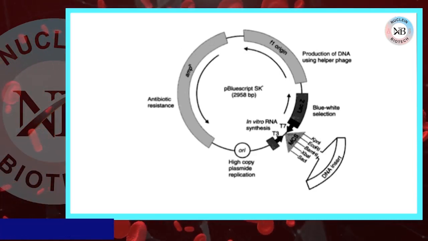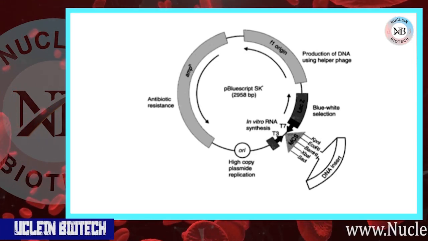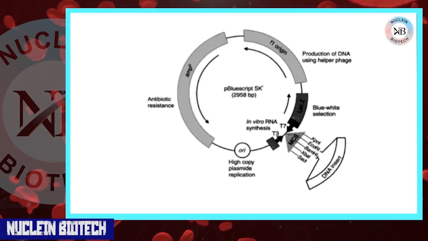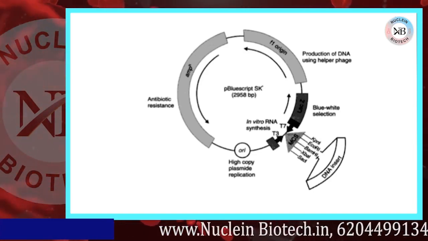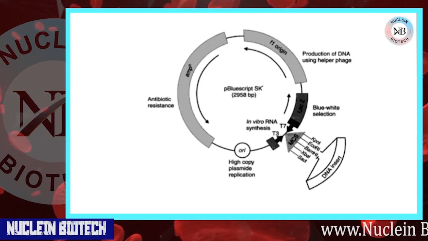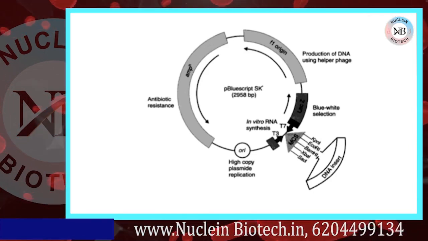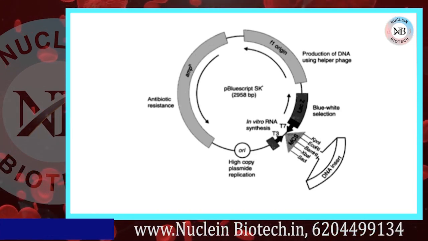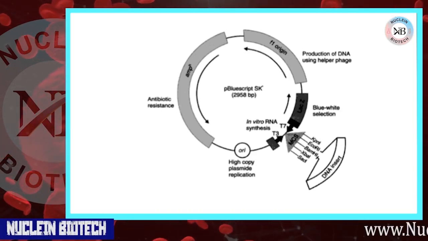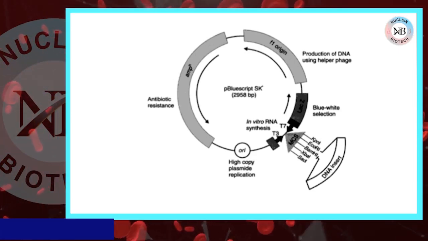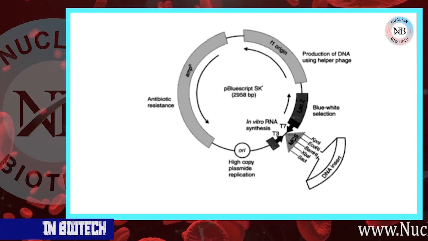Modified ColE1 origin of replication, which results in high copy plasmid replication. The ampicillin resistance gene helps in selection of cells containing plasmids. These vectors can thus be used to generate single-stranded DNA in vivo or RNA in vitro that is complementary to either of the two strands of foreign DNA inserted into the polycloning site.